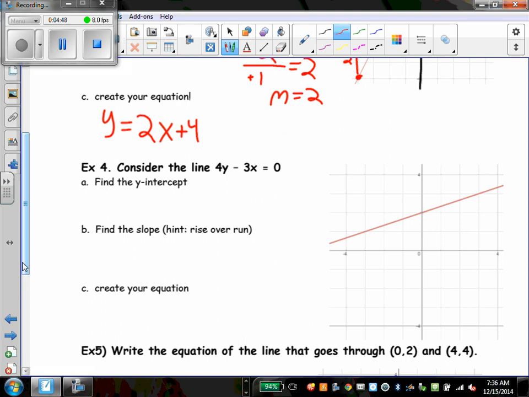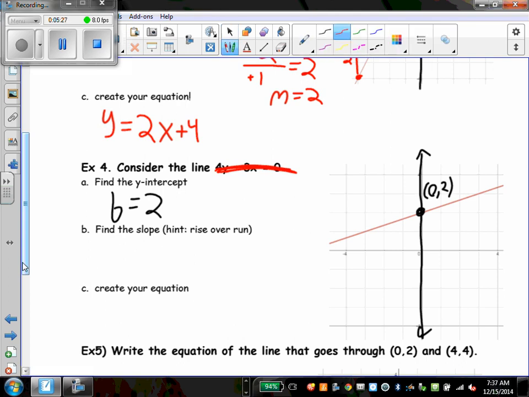Alright, on this one, don't consider line 4y minus 3x equals 0. Just consider the line that we see over there to the side. You can cross that part off. We're going to do the same thing we did in the previous example. First step, find the y-intercept. Somewhere along the y-axis we have this point. We see it right here this time, and that has coordinates 0, 2. Our y-intercept is where we hit the y-axis, and we're hitting the y-axis at a value of 2. So in this case, b equals 2.